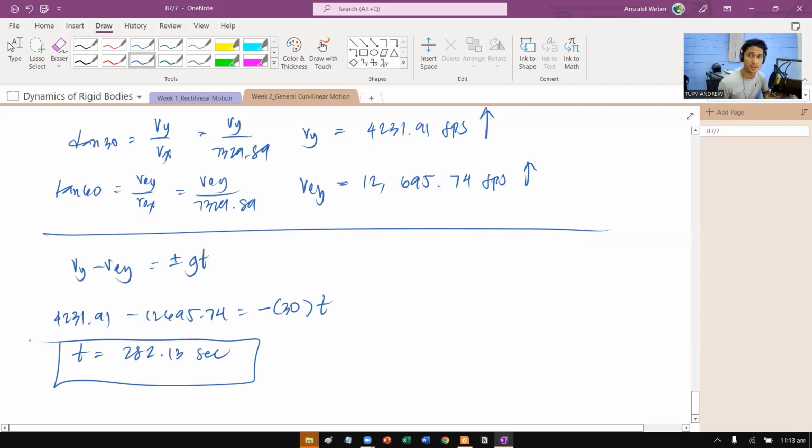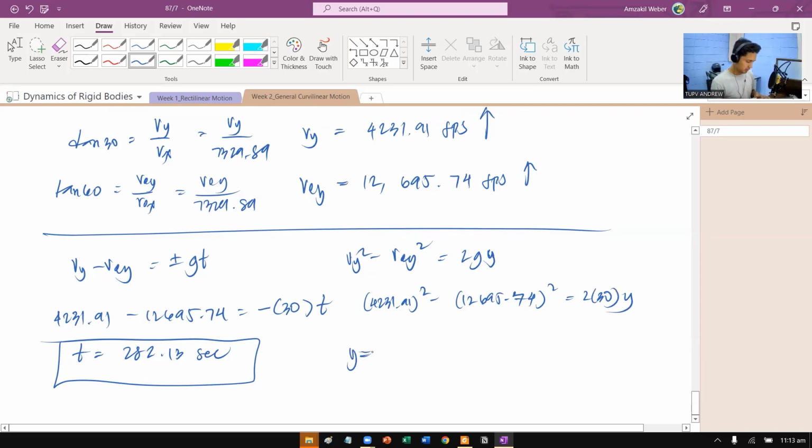What about the change in altitude, or the increase in height? We can use another equation: Vy squared equals V0y squared plus or minus 2 g y. So 4231.91 squared minus 12695.74 squared, divided by 2, divided by 30.